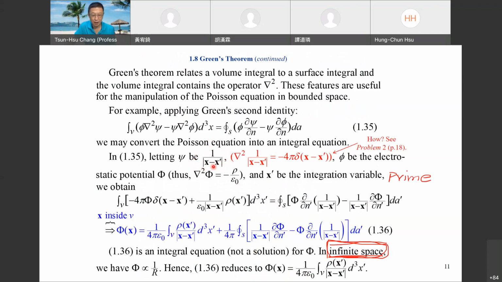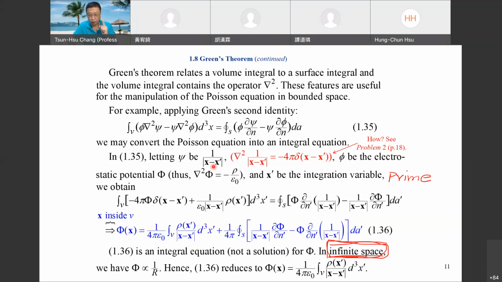Right now we just introduce Green's theorem. Next time we will introduce the Green function, and we will generalize it. Once we found the Green function, we got almost everything. Almost everything. That's our purpose. So this section is to find the Green function.